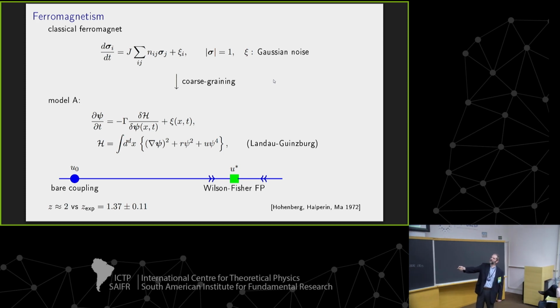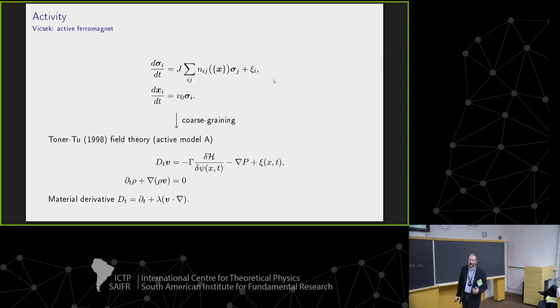But this just alignment just gives you 2, which is quite far away. I mean, it's not that far away, but in the sense of a critical exponent, it's quite a distance, right? So clearly this is not enough to explain what's going on. So let's add the obvious thing, the next obvious thing, which is activity. So if we add activity, then we go basically to a Vicsek model, which is an active ferromagnet.